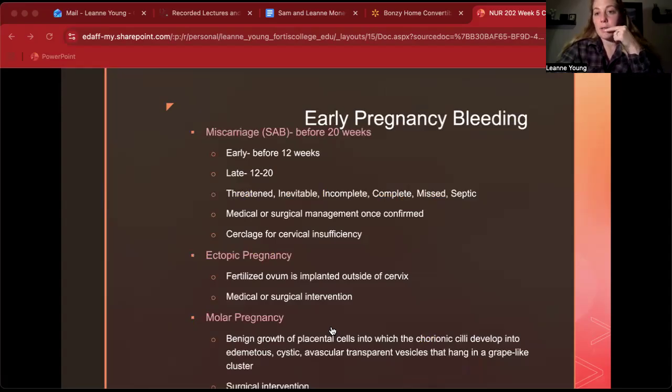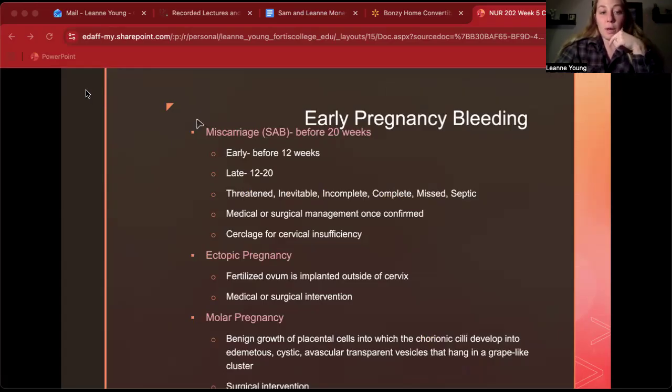Another high risk thing that we have to take into consideration whenever we're talking about antepartum care is early pregnancy bleeding. Some things that we can see in the first trimester can be dangerous, that can be life-threatening for moms and obviously for the fetus.